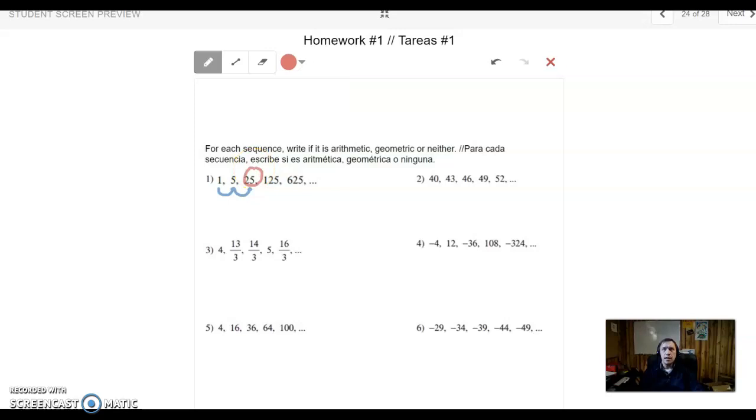Take one of these terms, divide it by the one previous. So what's 25 divided by 5? Well, 25 divided by 5 is 5. Then do it with two other numbers. Let's try another set. You might need a calculator for this one. 625 divided by 125. Go ahead and do that on a calculator. Well, it's also 5. So that means this is a geometric sequence because it has the same ratio, a common ratio.